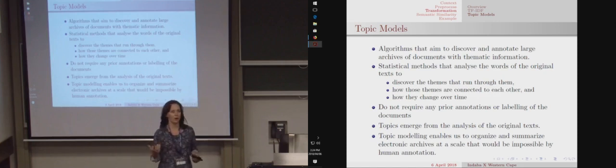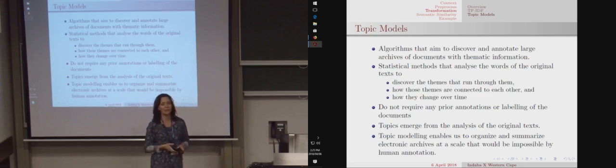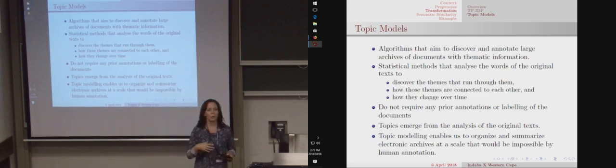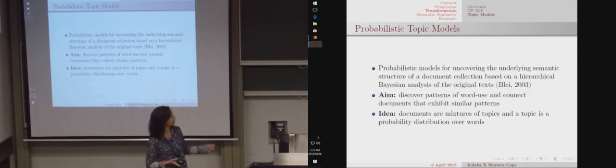And they enable us to organize and summarize these archives of documents in a way and on a scale that is completely impossible for humans to do. Topic models are very popular in the domain of digital humanities, where they look at large archives of historical documents and try to understand what those archives are about.